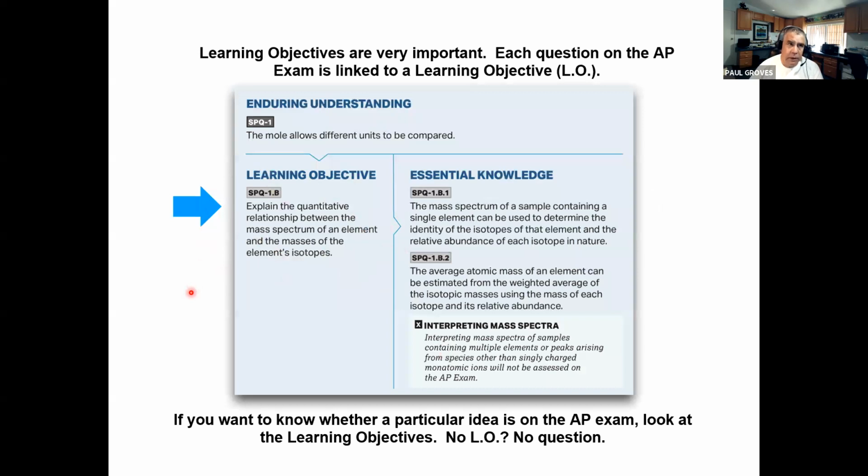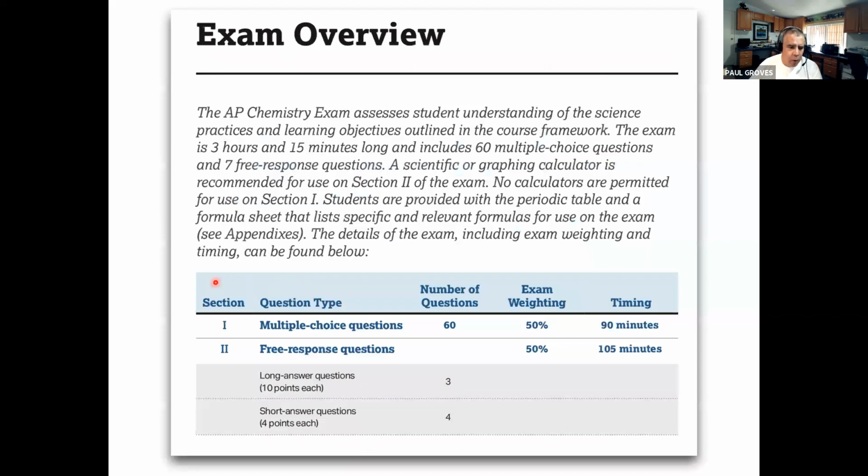So if there is a topic you want to know, is that really on the test or not? Just look at the learning objectives. If there's not a learning objective, then you're not going to see a question on the exam about that. Now, the overall idea is that it's half and half multiple choice and free response questions.